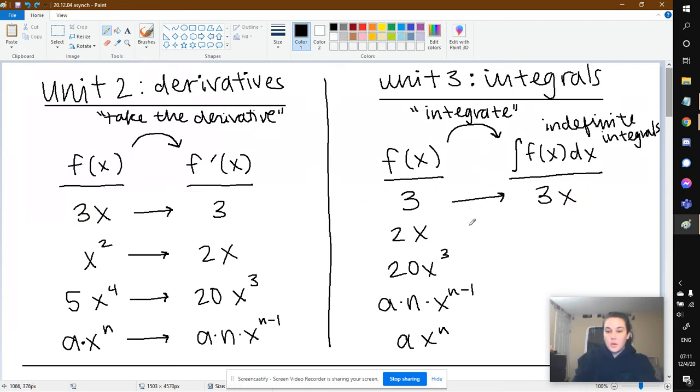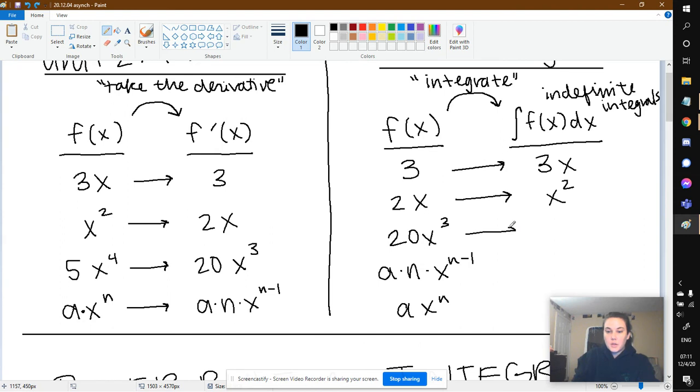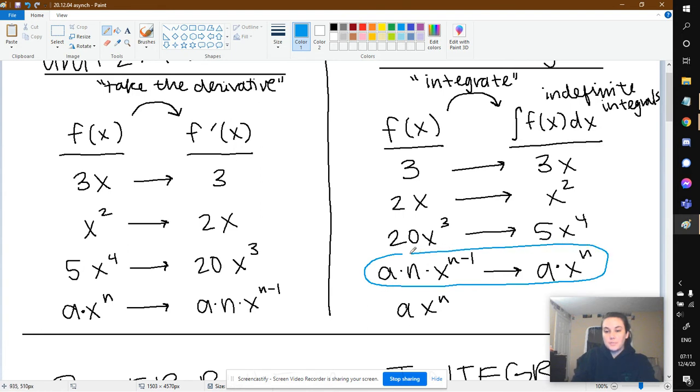So if we integrate 2x, what should we expect? Pause for dramatic effect. We should expect x squared. Looking at this, we integrate 20x to the third, we should expect 5x to the fourth. And in a more abstract sense, if we integrate something that looks like a times n times x to the power of n minus 1, we should get a times x to the n. We could stop here and use this as our power rule for integrals, right? It's generic. It says what we wanted to say.